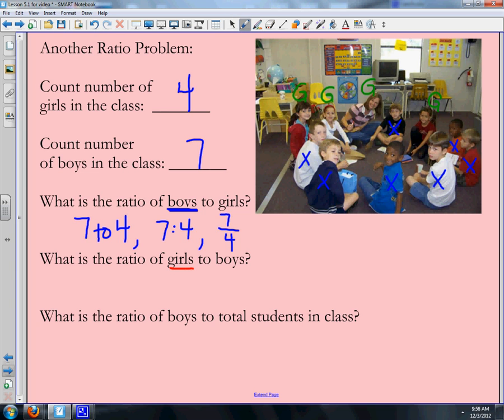What's the ratio of girls to boys? So girls goes first, which is 4, to boys, which is 7. So you could have 4 to 7, 4 dot dot 7, or 4 divided by 7.